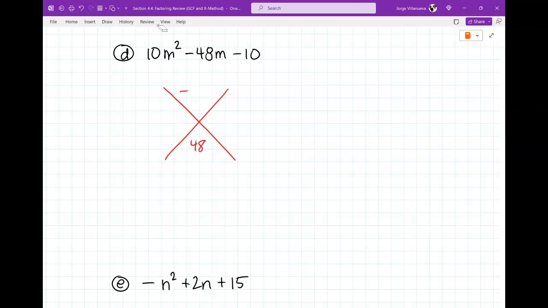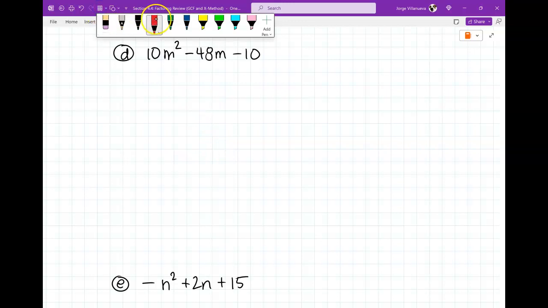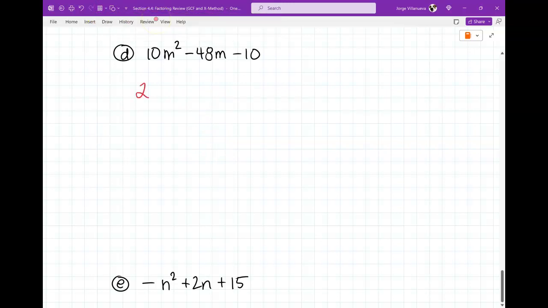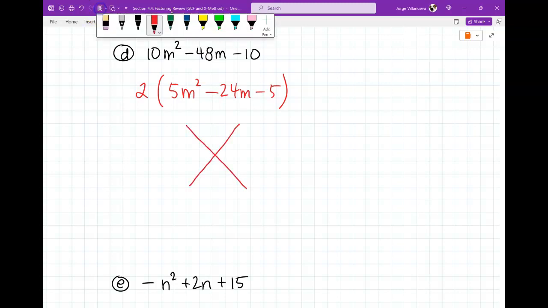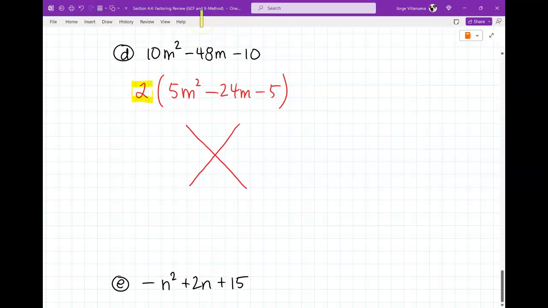So what I'm going to do is I'm going to factor first. So you can go ahead and write this stuff down. I'm going to factor a 2. And what's left on the inside will be 5m squared minus 24m minus 5. And now, just using the parentheses, I'm going to do the x method. Do not forget about this 2.